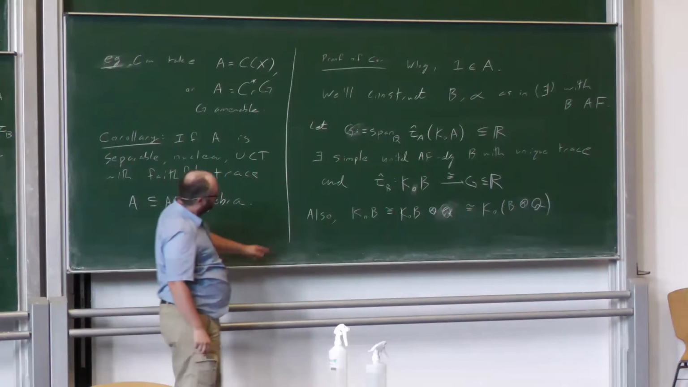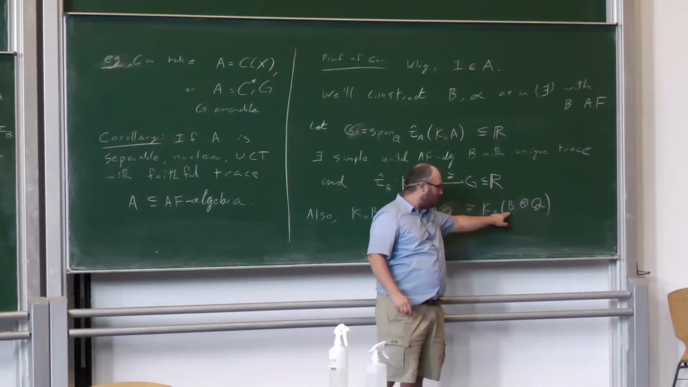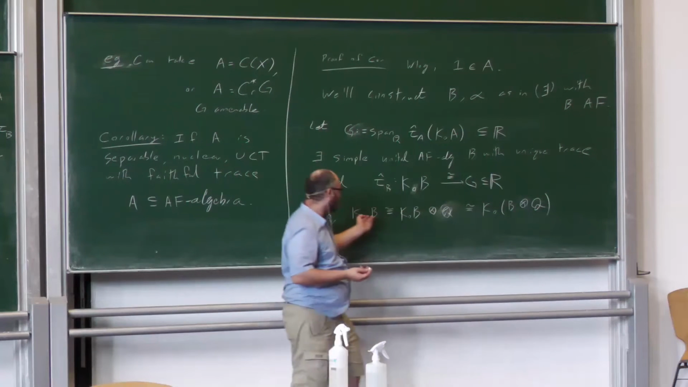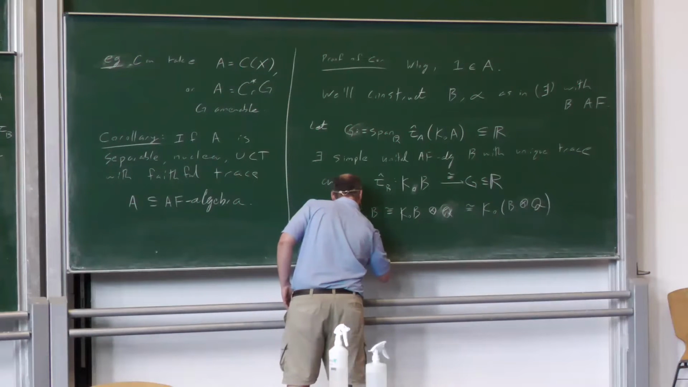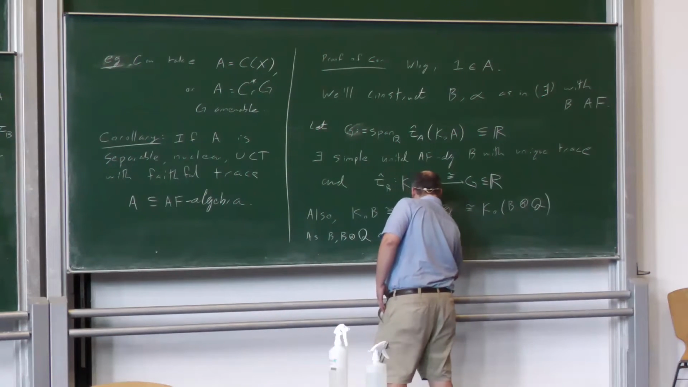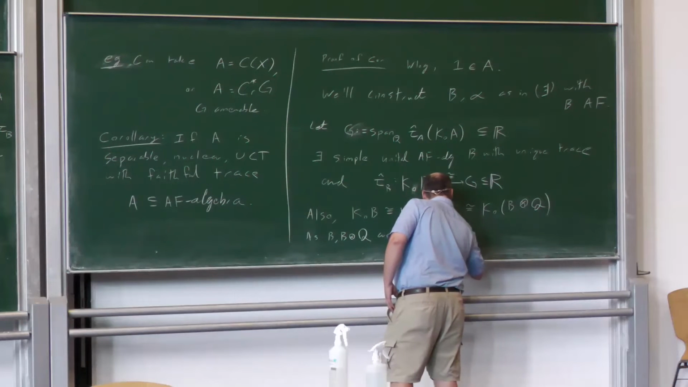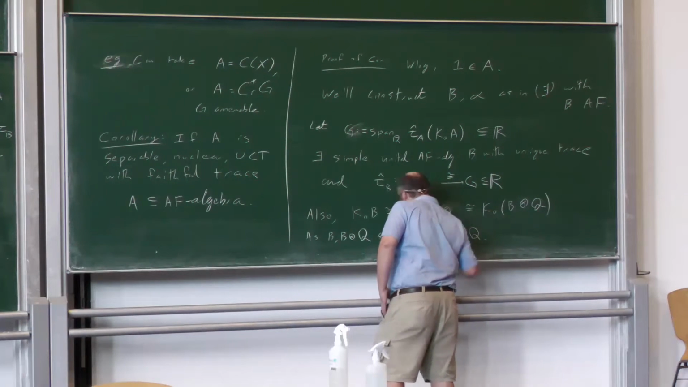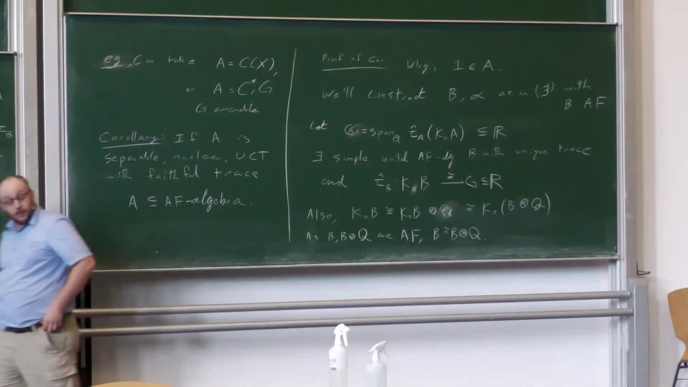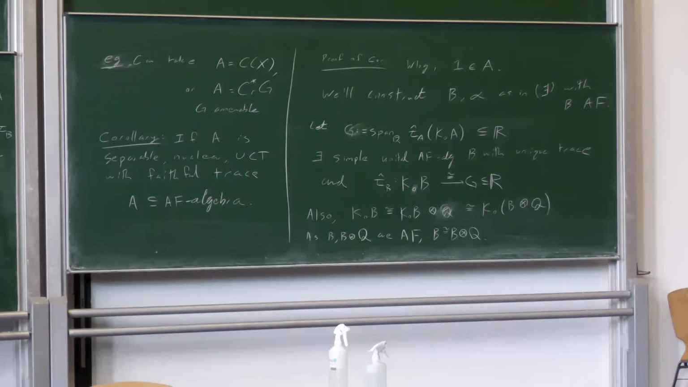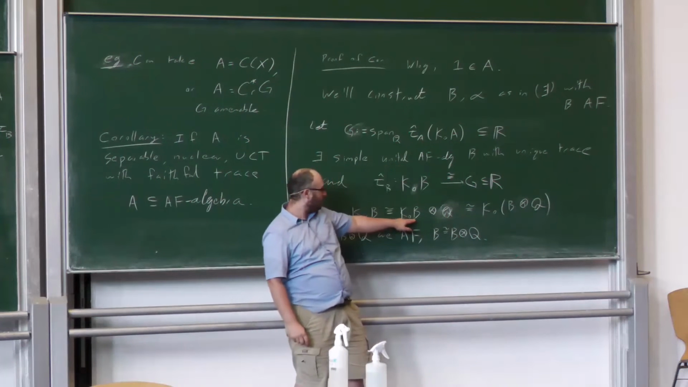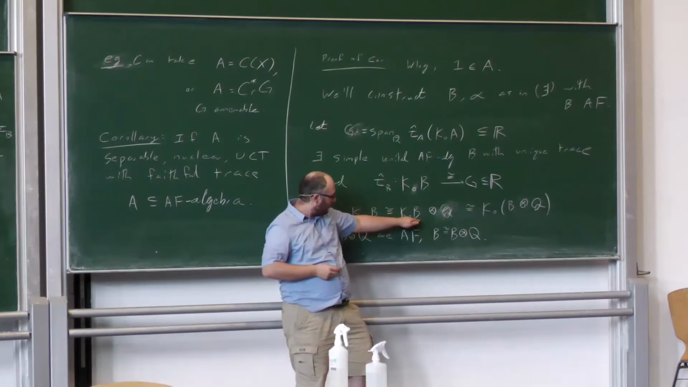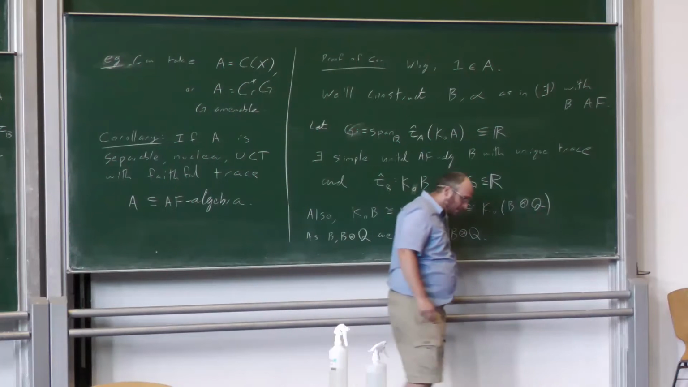But now B and B tensor Q are both AF algebras. They have the same K0 group. So B is Q stable. You have to be a little bit careful with the order on K0 and this isomorphism, but the order does turn out to be what you'd expect here. It's the cone generated by positive elements in K0 of B tensor positive rationals.